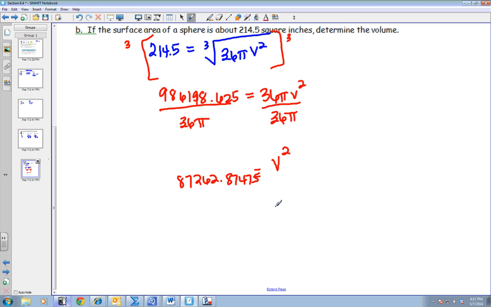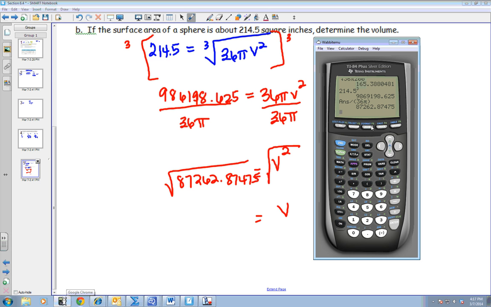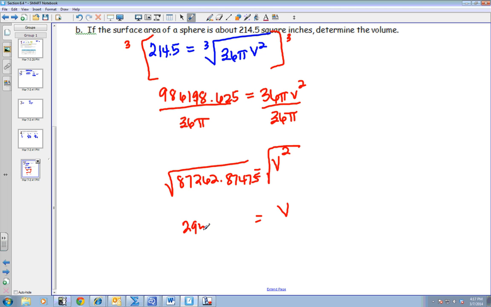So to solve, I'm going to take the square root of both sides. So I need to take the square root of that number. That number is still in my calculator, so I'm going to hit second and then my square root button. Now I don't want to have to type that number back in, so I'm going to hit second, and then see your bottom right here where it says answer, equals 295. So volume is 295.4 cubic inches.